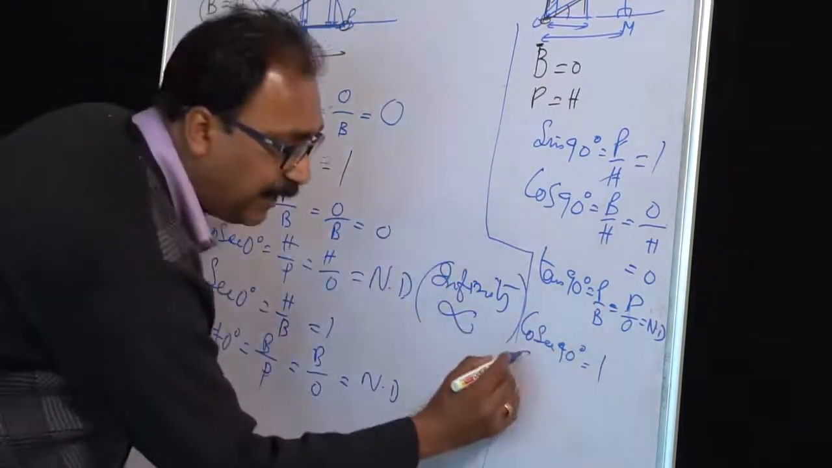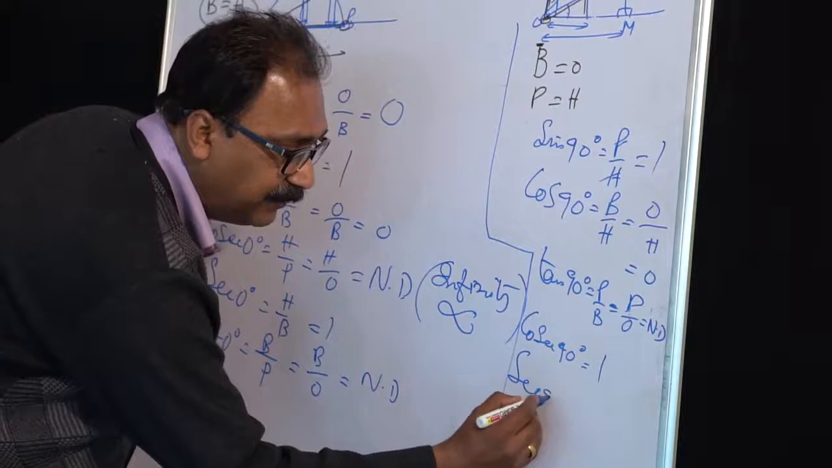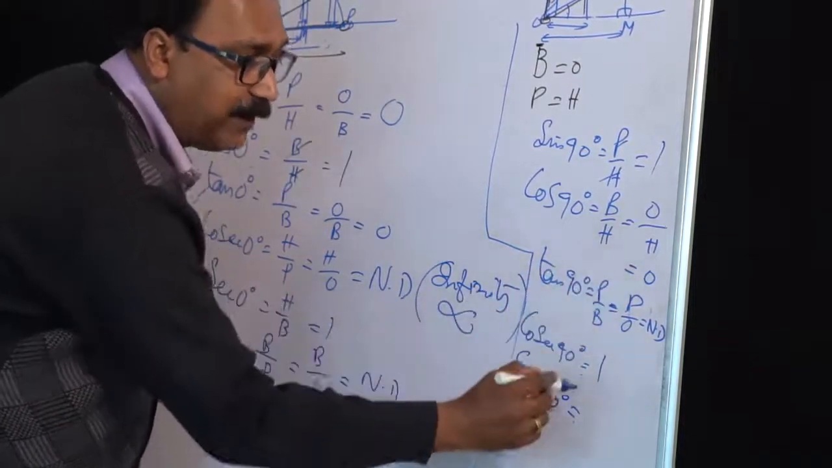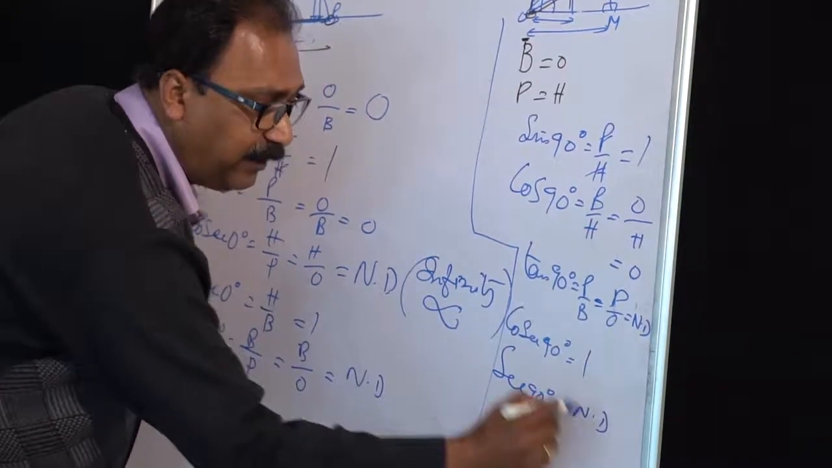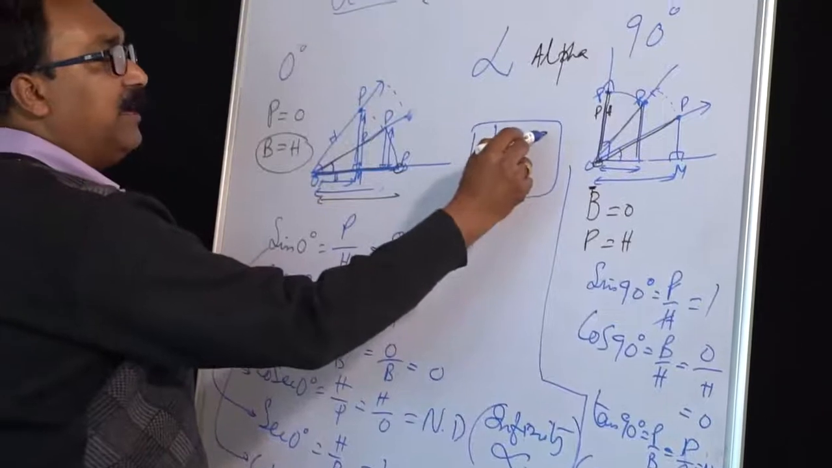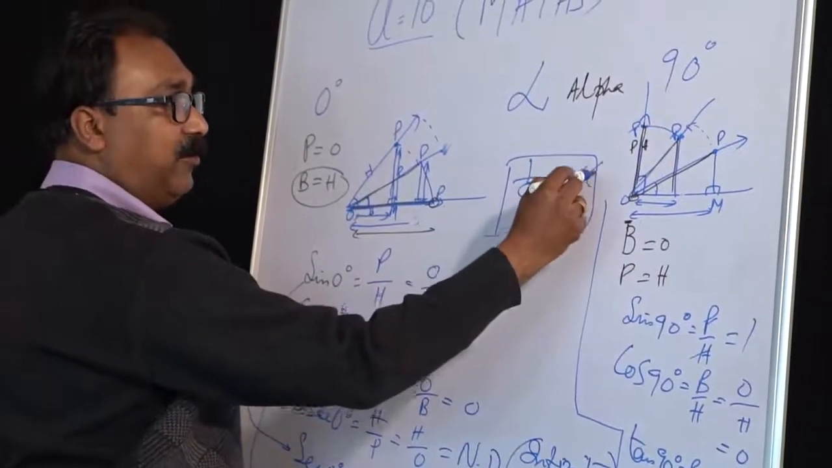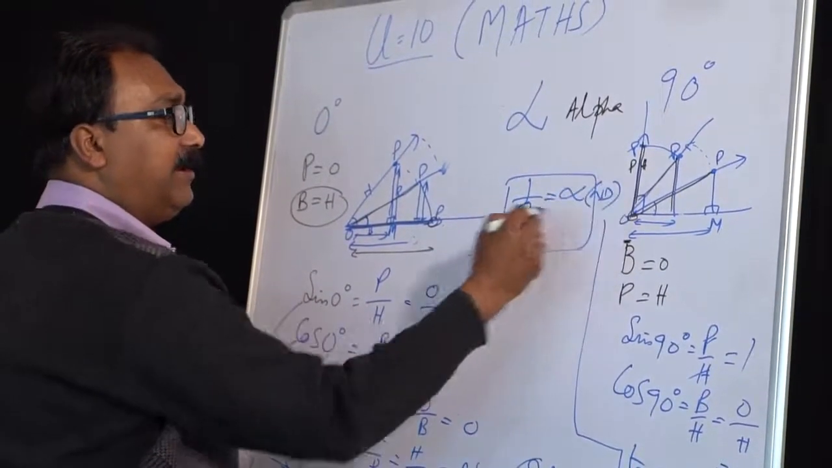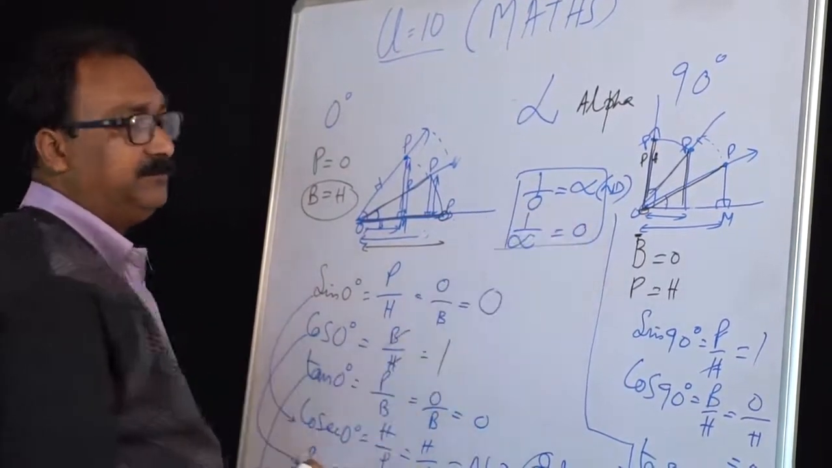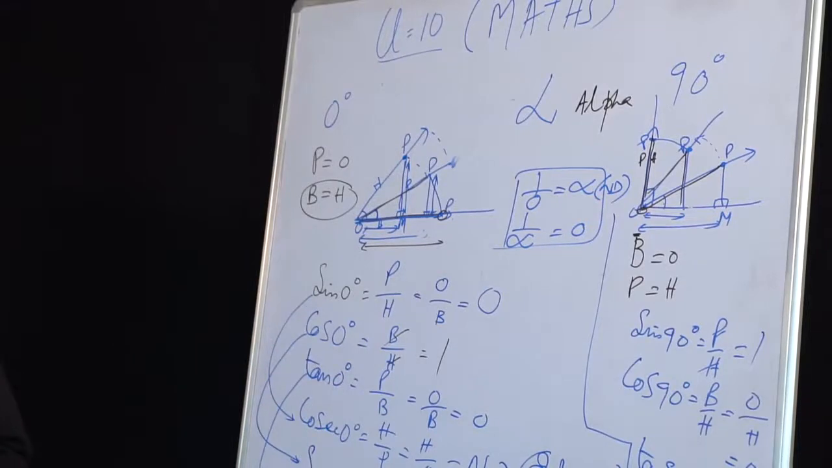Then sec 90. Sec 90 is the reciprocal of cos. It is 0, so it means 1 by 0, not defined. Okay. Please remember these 2 points. 1 by 0 is infinity, not defined. We call it not defined. And 1 by infinity is 0. Clear? You can remember this part also. It's very important for class 10 level.